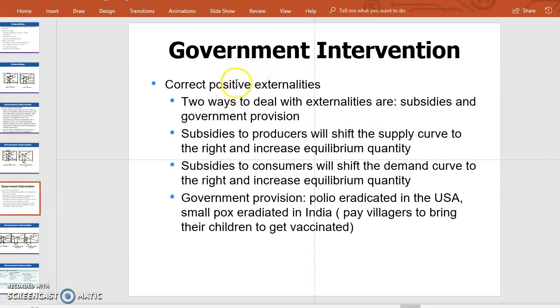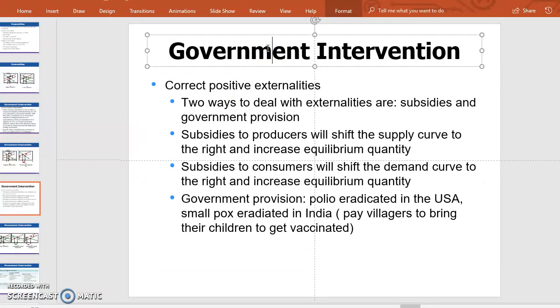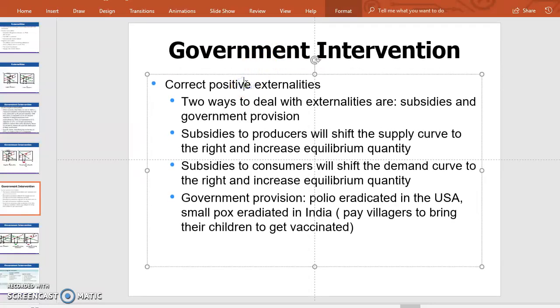Then the next example is how the government can deal with positive externalities, that is, correct positive externalities. We know that here the problem is under allocation, and the government needs to take steps to produce more. What can the government do? Well, in this slide we propose several things. Two ways to deal with externalities are, one is subsidy, right? And the other is government provision. So subsidies to producers will shift the supply curve to the right and increase equilibrium quantity.